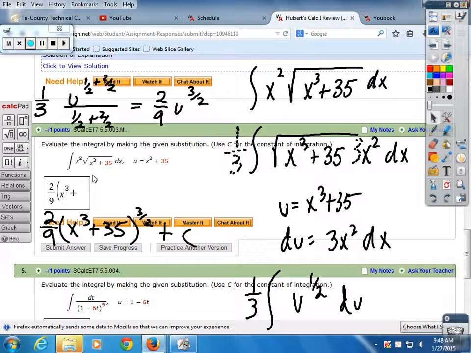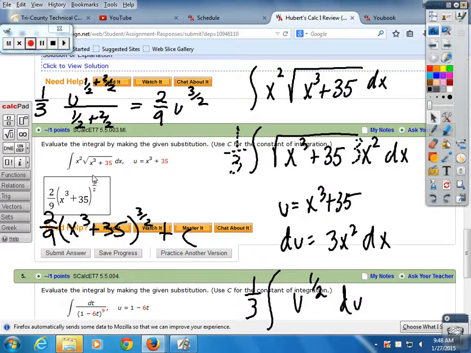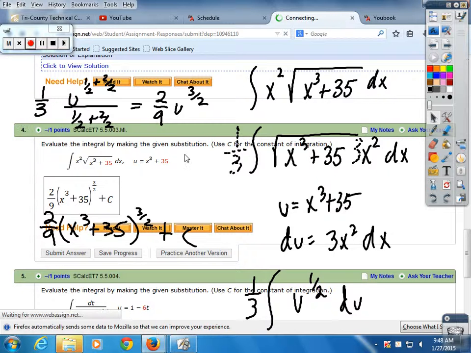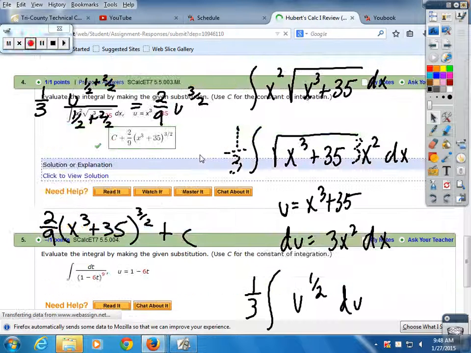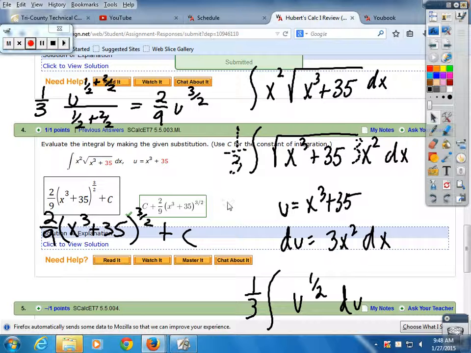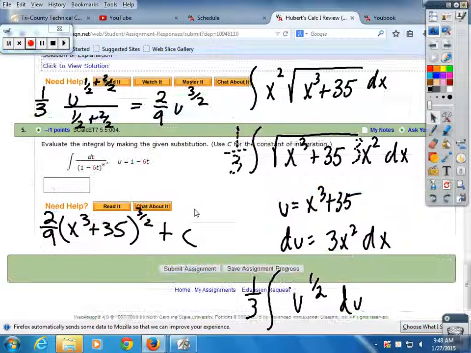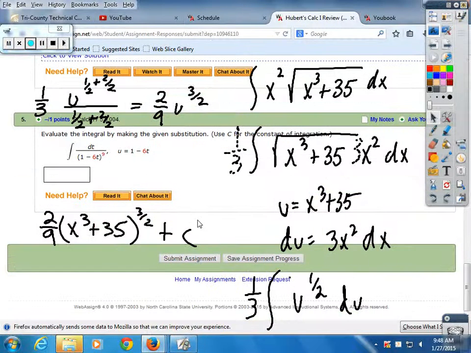So the answer is 2/9 times x cubed plus 35, close parentheses, raised to the 3 halves, plus capital C. Did we get it right? Okay, now that I've done all your homework for you except for one problem, hopefully you can go home and do your homework. All right? I'm going to add some more though.